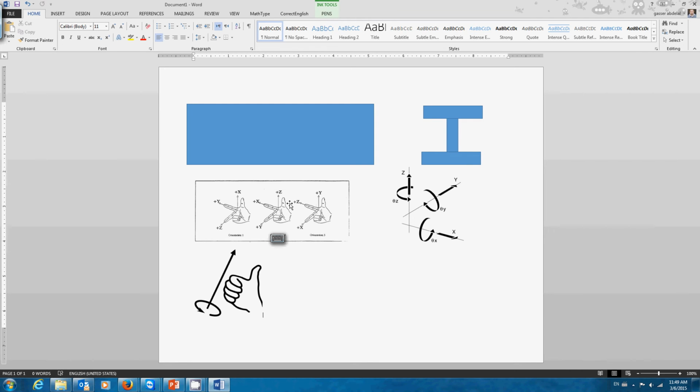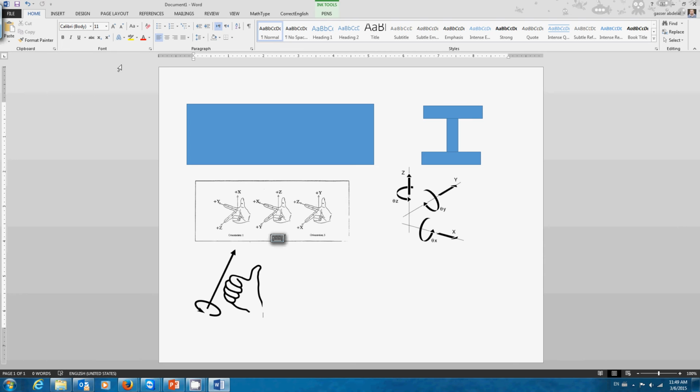I told you the positive axis system for X, Y, and Z, and here is the positive direction for the moment. For example, if it's around the x-axis, which we called back then during the lecture the thumb rule, you just make your thumb point in this direction, and that's how you know this is the positive direction for the moment.